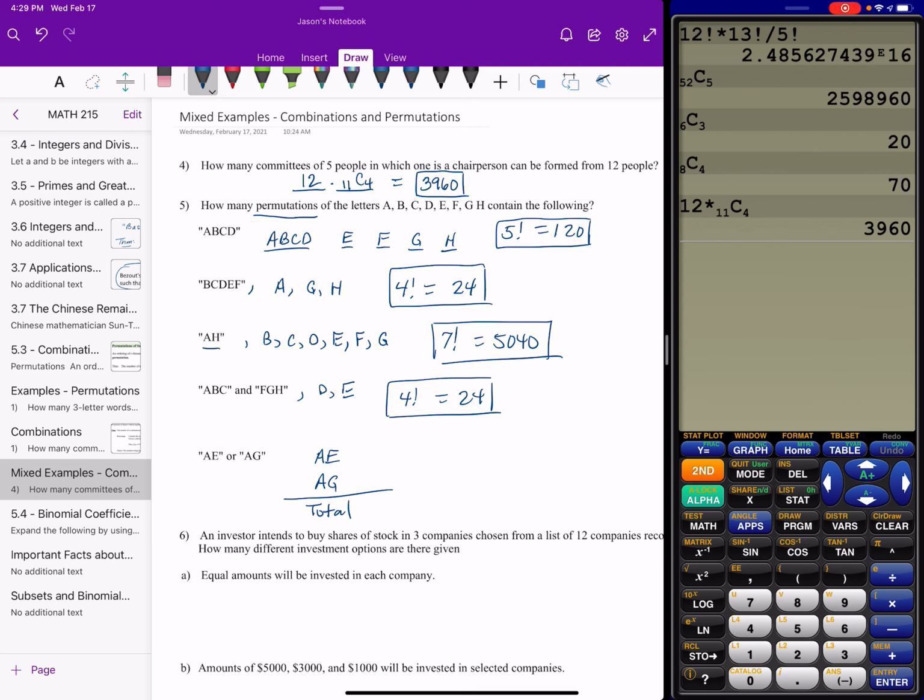And that's our answer. Now, AE, if you think about this, we want AE together, and that means the other 6 letters can be anywhere they want to be. So that's 7 factorial ways to do that. AG, by the same token, is that. So this is 5,040 and 5,040, which turns into 10,080 different letter combinations, or I should say permutations, that contain either AE or AG. Okay?